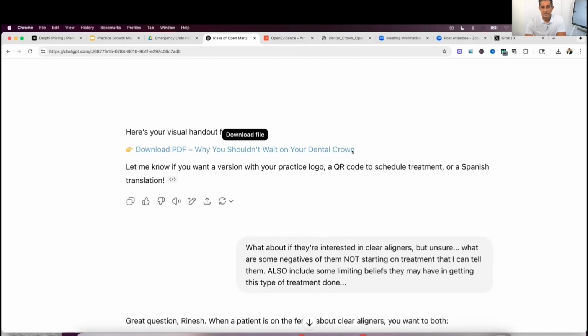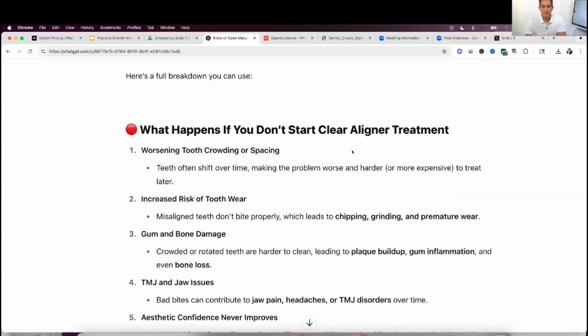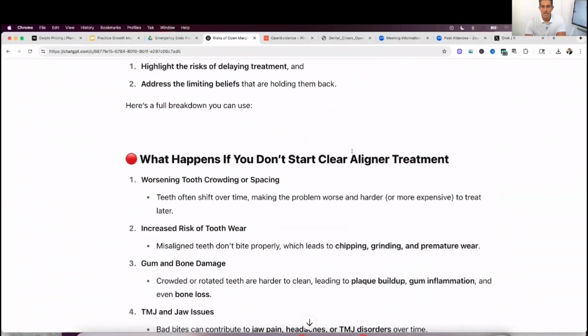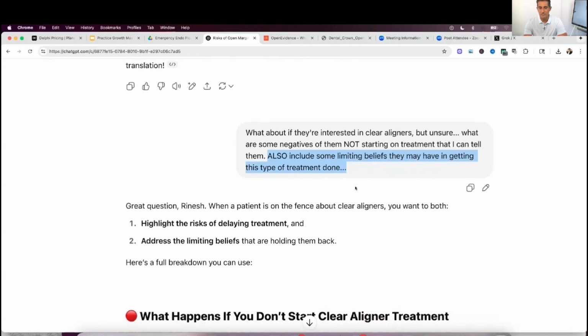Great. So the better thing happens when you talk about limiting beliefs, okay? So we asked the same question here. What if they're interested in clear aligners, but unsure? What are some negatives of them not starting treatment that I can tell them? Also, now look what I did with this prompt. Also include some limiting beliefs that they may have in getting this type of treatment done. This is where things get really interesting. This is where you have to really bake this into your conversation with patients.